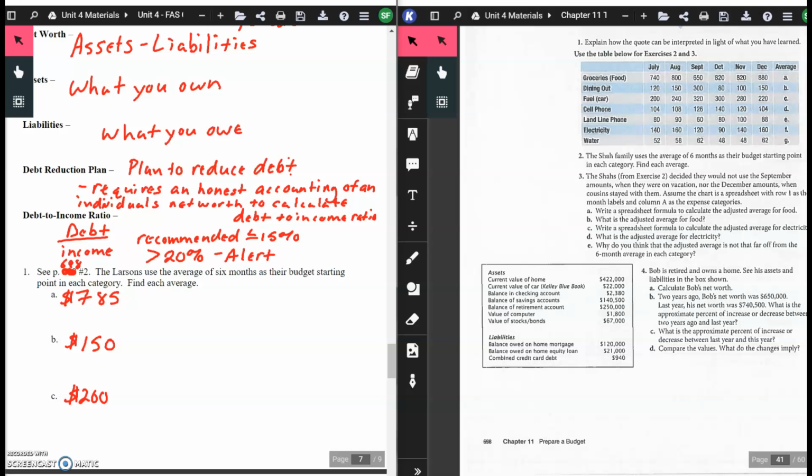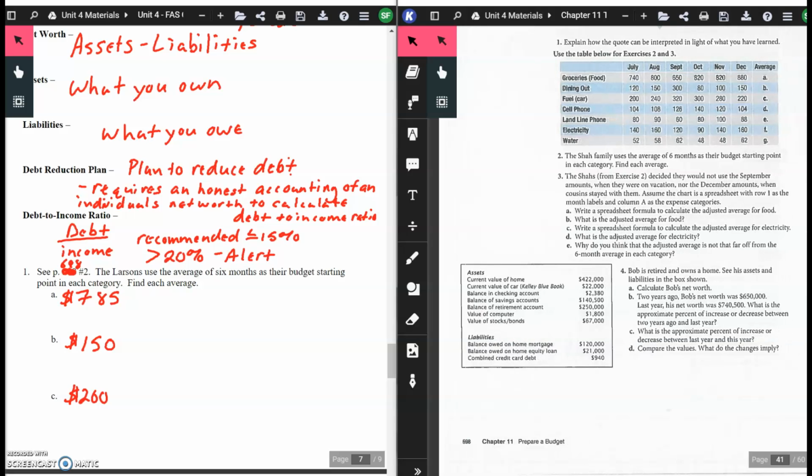This is a percentage that they use when you're asking for money. So if you get a mortgage or a car loan, whatever it may be, they'd like to see a low debt to income ratio. It's recommended to have less than or equal to a 15% debt to income ratio, but there is some fluctuation there. Anything greater than 20%, you'll pay a pretty high interest rate, and you'll also have to go on some sort of debt reduction plan.